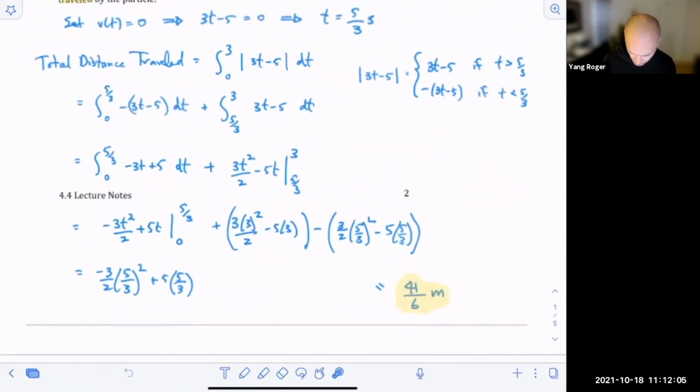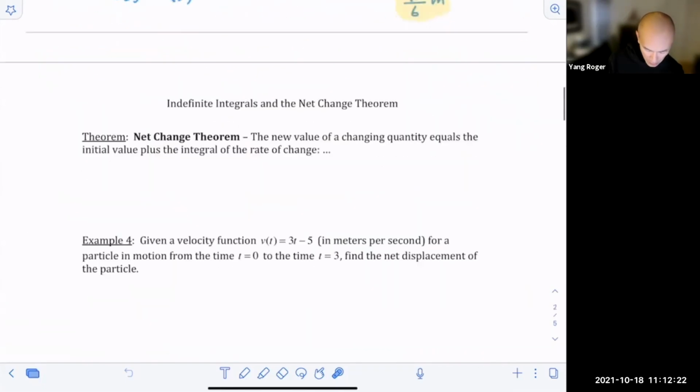Okay. So I guess calculating this total distance traveled involves splitting your integral up into two pieces like that. All right.